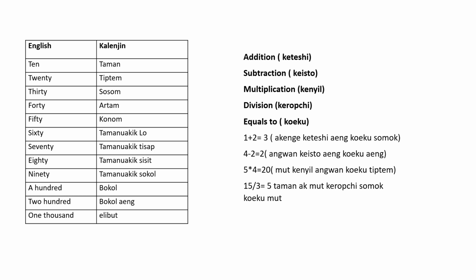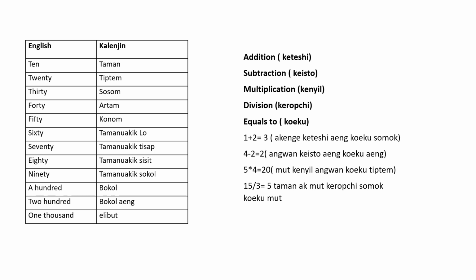1000 in this case is elibut. And then if it is 2000, we say elibu aeng. You just remove the T in elibut and then it becomes elibu aeng. If it is 6000, it is elibu lo. In this case, 6 is lo, so it is 6000.